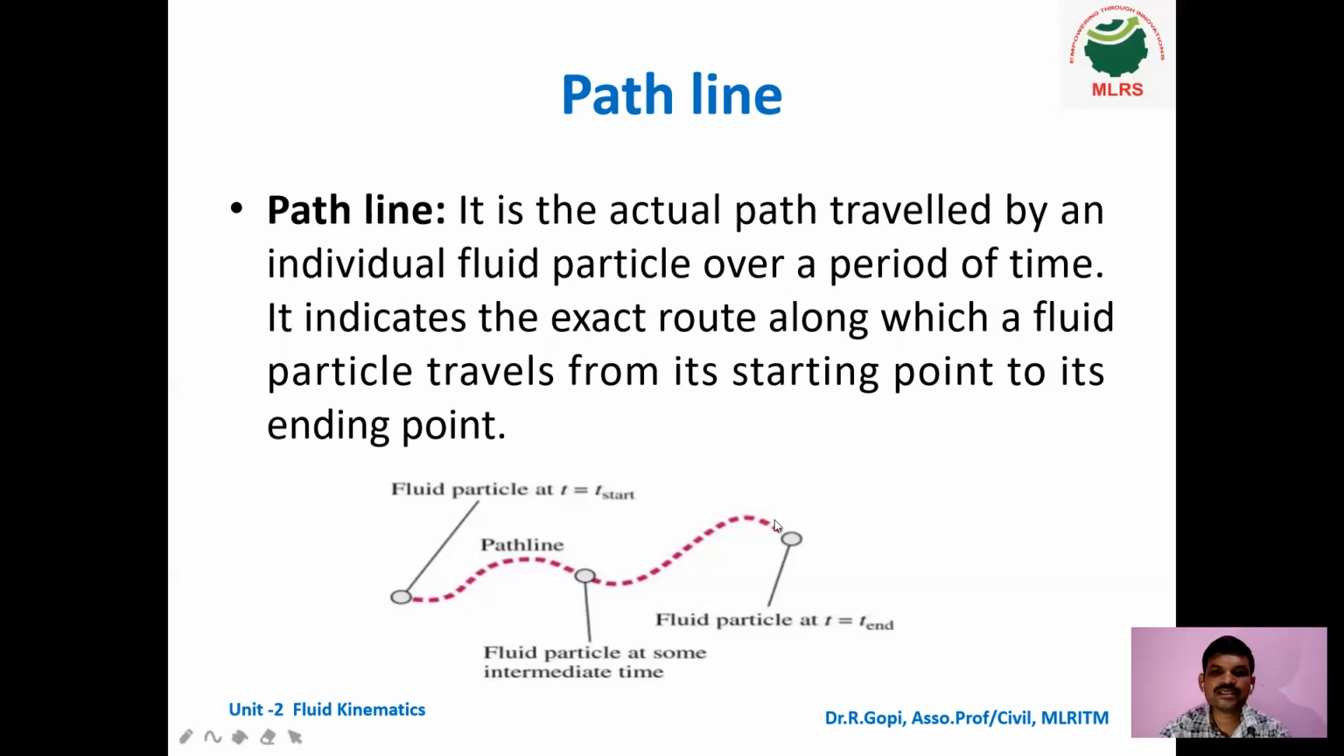So you can see here, this is the starting point and this is the ending point. The fluid is traveling, and a color pigment is added here. So you add one drop of color pigment here, and that color pigment moves along this line. So this is called a path line.